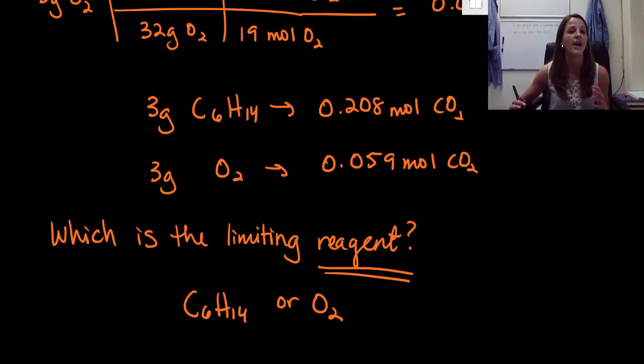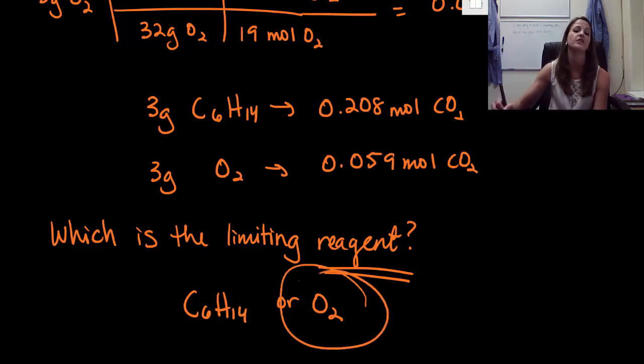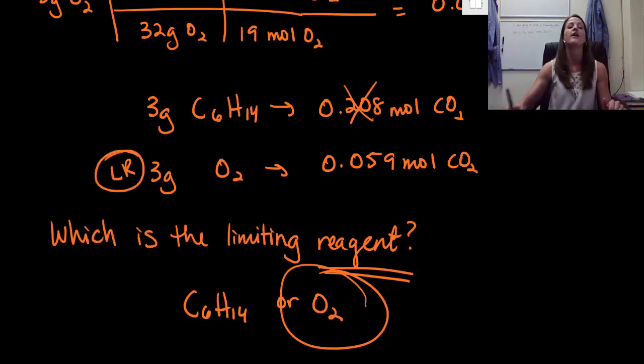All right, so all we have to do now is see which one of these can give us the fewest moles of the product. So we go back up here. 3 grams of hexane gives us 0.2 moles of carbon dioxide. 3 grams of oxygen gives us 0.059 moles of carbon dioxide. Our limiting reagent is 100% oxygen. So what I do in theory, every time I do this, I put a little X over this number so that there's no way I get confused. I come over here, I write a little LR, I circle it, and then we're done with the problem.